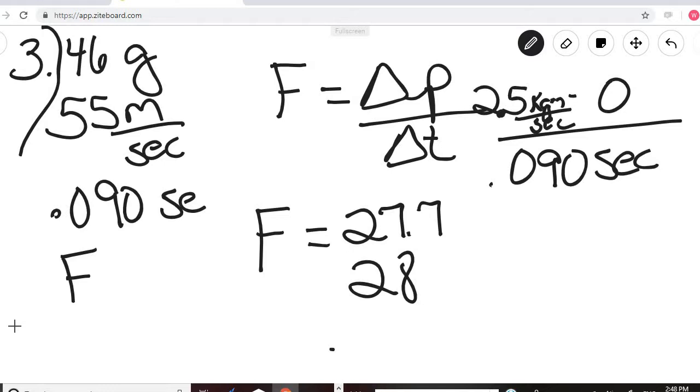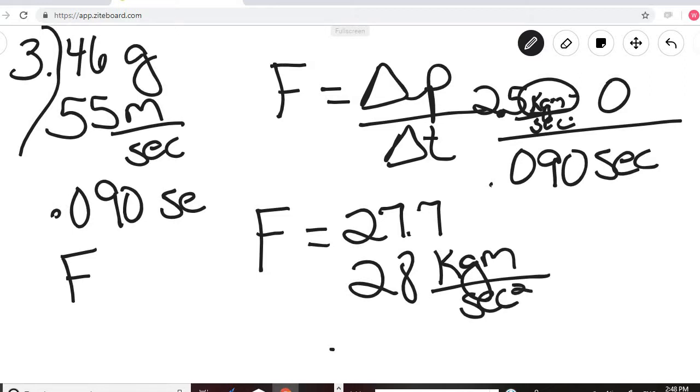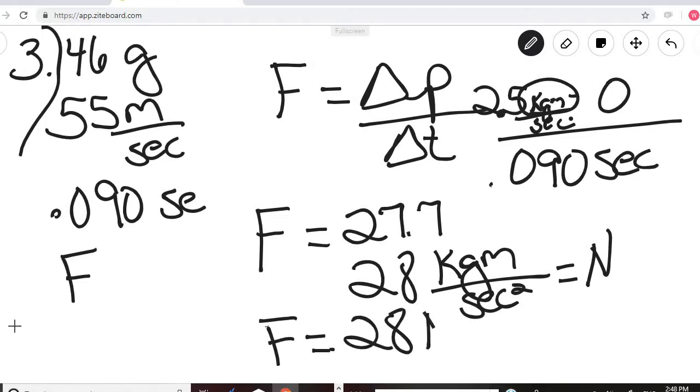Let's look at units. So we have kilogram meters over seconds times seconds, so that's a kilogram meters over seconds squared, which is a Newton. And that is the proper unit for force. So the answer then would be 28 newtons for number 3.